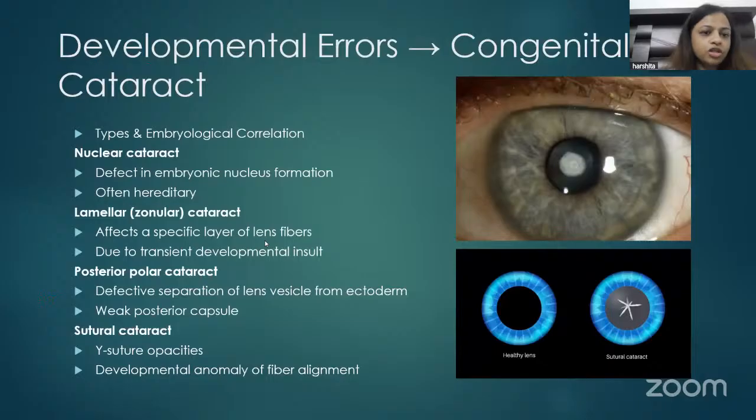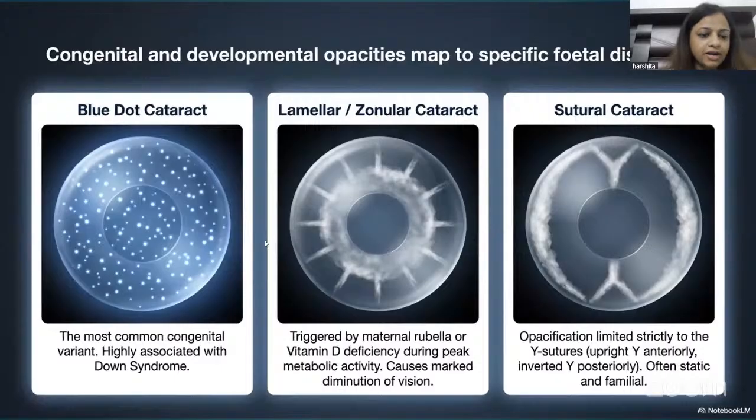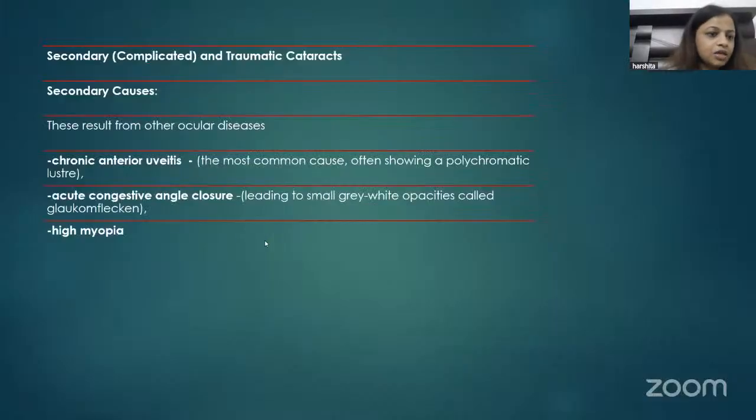Now coming on to the developmental and congenital cataract, that is nuclear cataract, lamellar cataract, posterior polar cataract, and sutural cataracts. I'll be describing through the pictures. So the blue dot cataract, as we all know, is the most common one and is associated with Down syndrome. Then the lamellar cataract is triggered by maternal rubella and vitamin D deficiency during the peak metabolic activities, caused by marked diminution of vision. Then in the sutural cataract, the opacification is usually strictly limited to the sutures, the Y sutures or the inverted Y posteriorly. So this is often static and familial.